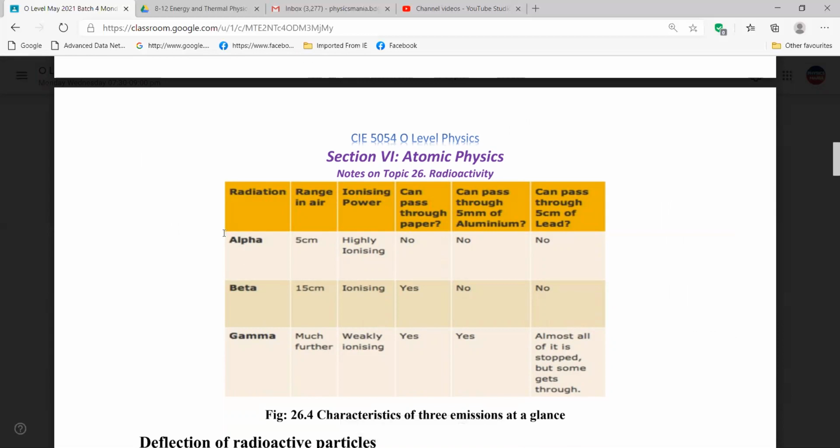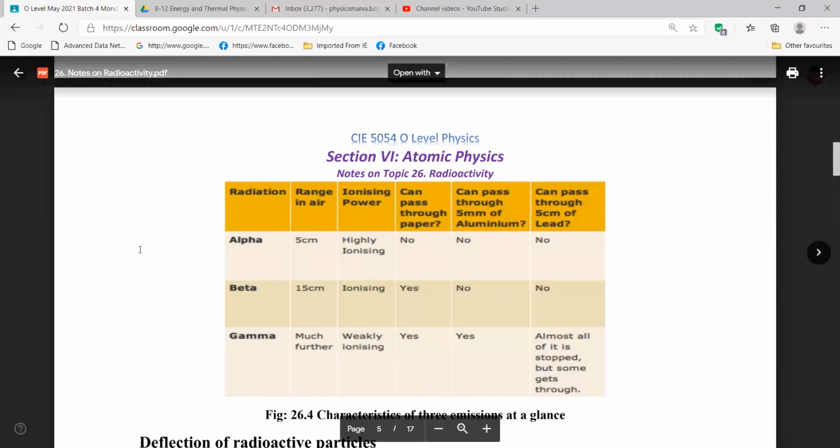Yes, now you note down this table on your copy. Characteristics, types of emission. Yes, this table, because here we are getting everything together. I understand, sir.